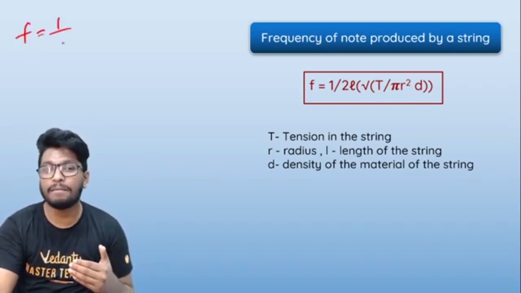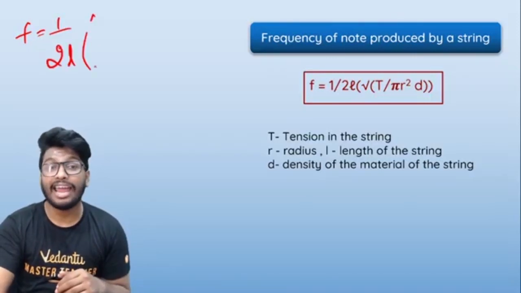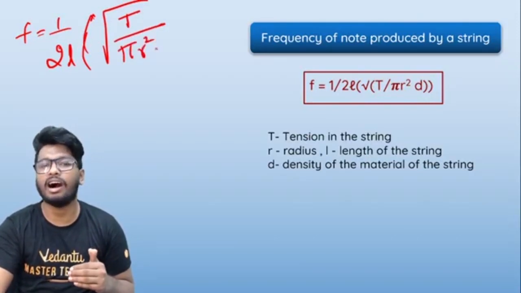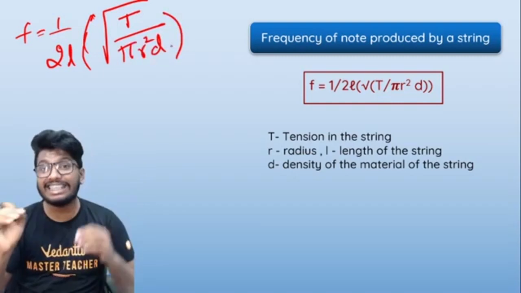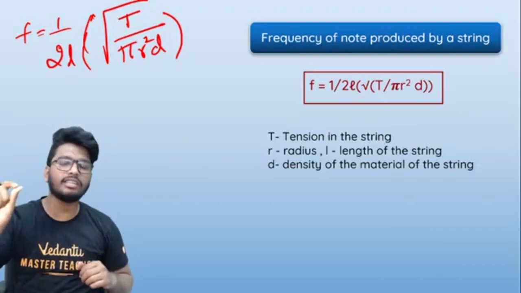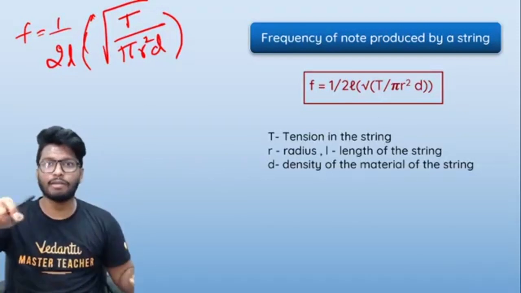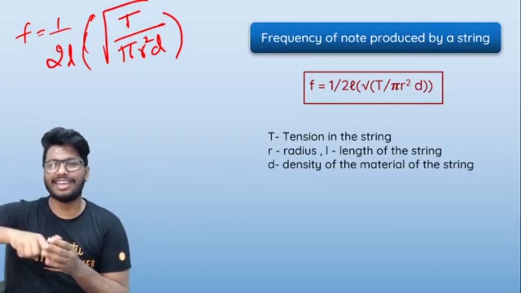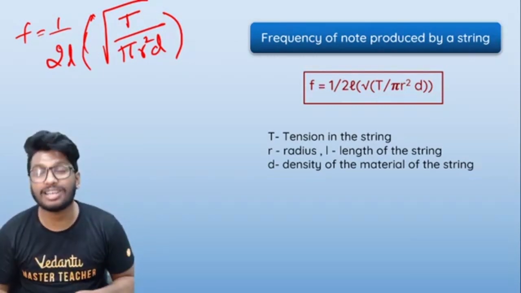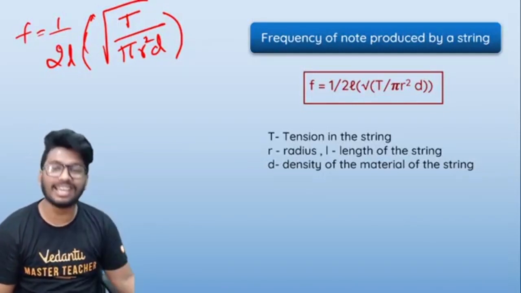F is equal to 1 by 2L, not 2 pi, 2L. So length of the string is something it depends on. It depends on the square root of the tension of the string divided by pi r squared d. Here d is nothing but density, and r is nothing but the radius. So radius, we have already seen, some strings are thicker, some strings are thinner, so it depends on that as well. It also depends on the length. That's why you've probably seen some people tuning the guitar and all that. They rotate that thing that is there at the end and they increase the tension of the string. So all of these factors are something that the natural frequency of a string is dependent on.